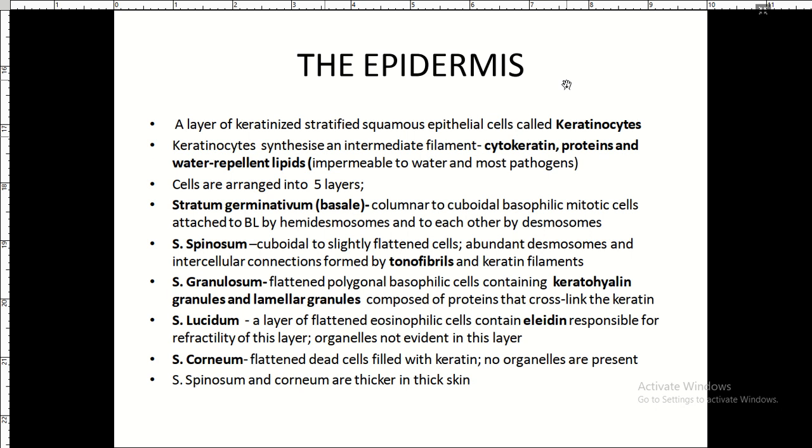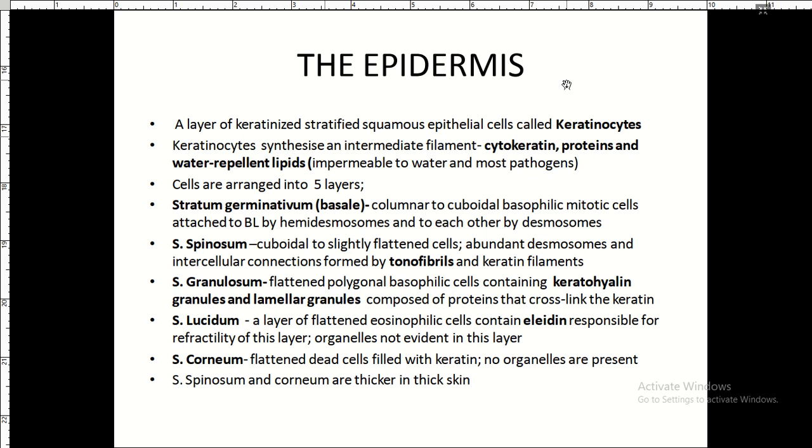The stratum granulosum is about 3 to 5 layers of flat cells, but these layers are actually basophilic. The stratum spinosum is acidophilic or eosinophilic, but the granulosum now becomes basophilic because it contains keratohyalin granules and lamellar bodies, which are responsible for secreting lipids that act as a waterproof mechanism of the skin. Then from the stratum granulosum, we enter the stratum lucidum.